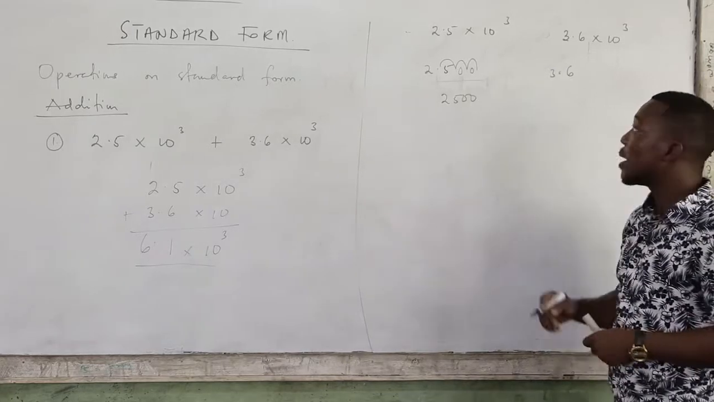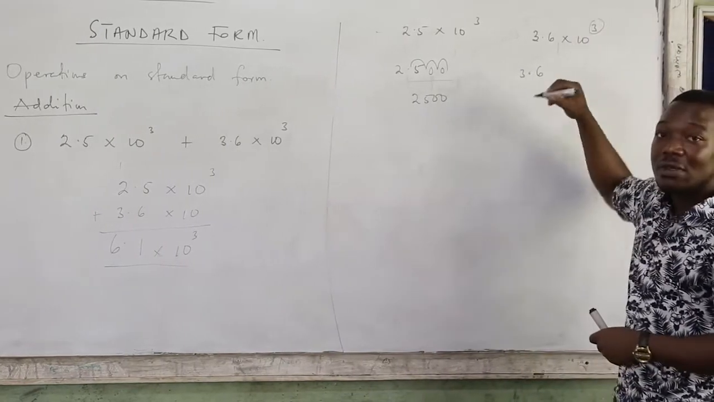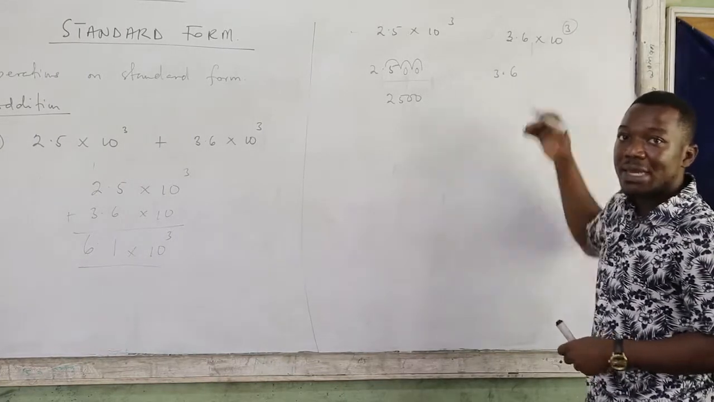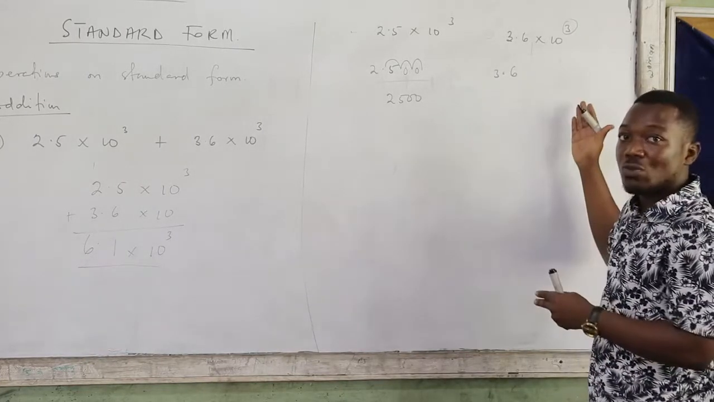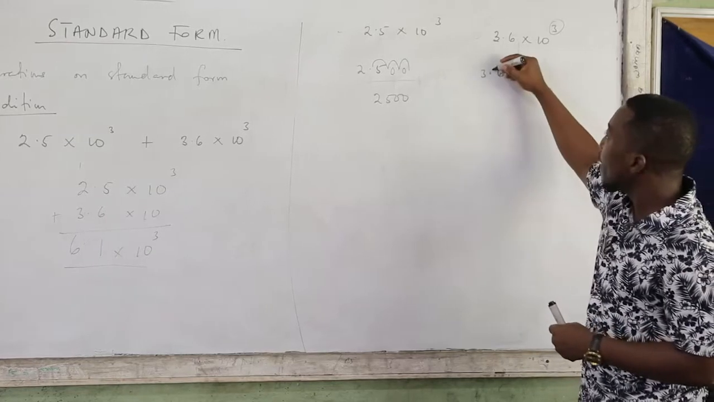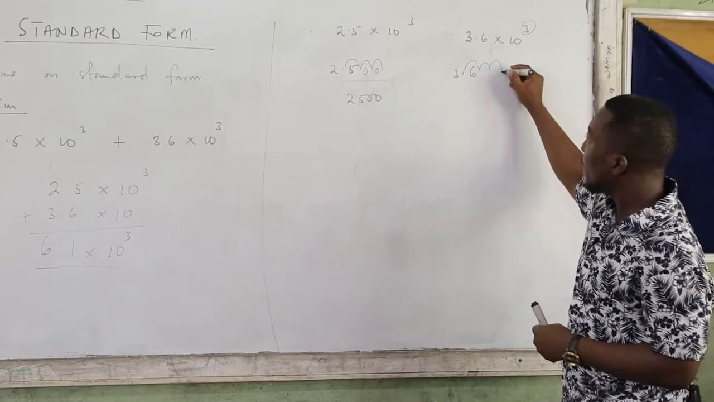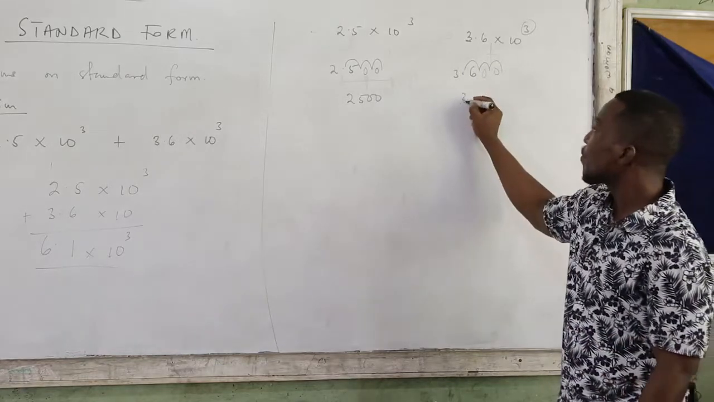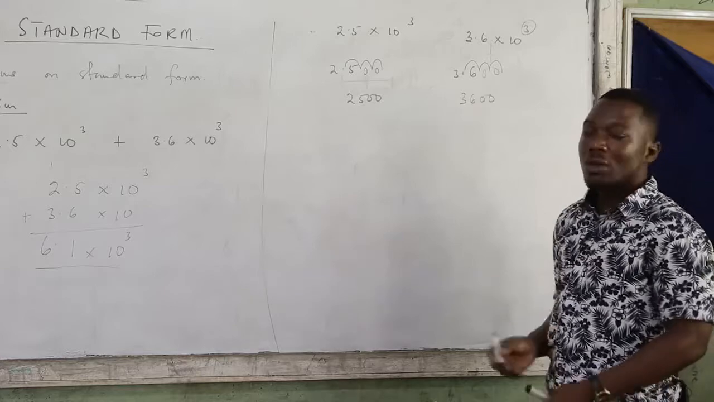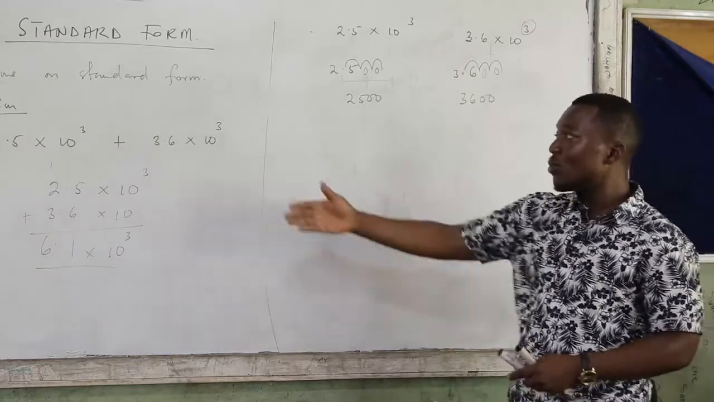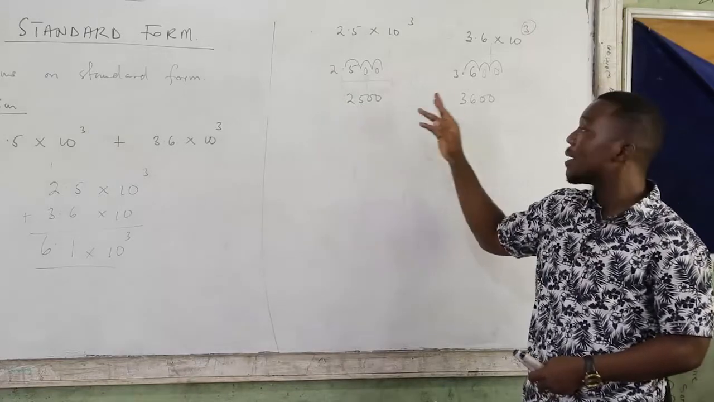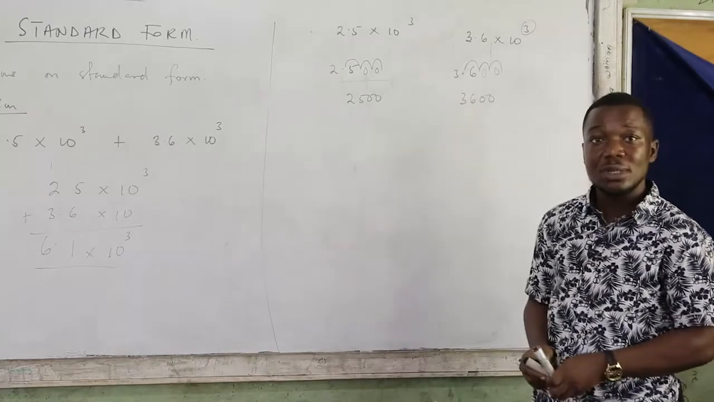Now, this number looks smaller. This power is going to help us arrive at the actual number. We are going to move. The 3 here means the number was bigger, so we have to go this way. Okay, now let's move. Good. And then we fill these places with the zeros. So it means this work that we are solving was actually 2,500 plus 3,600. Let's do the addition.